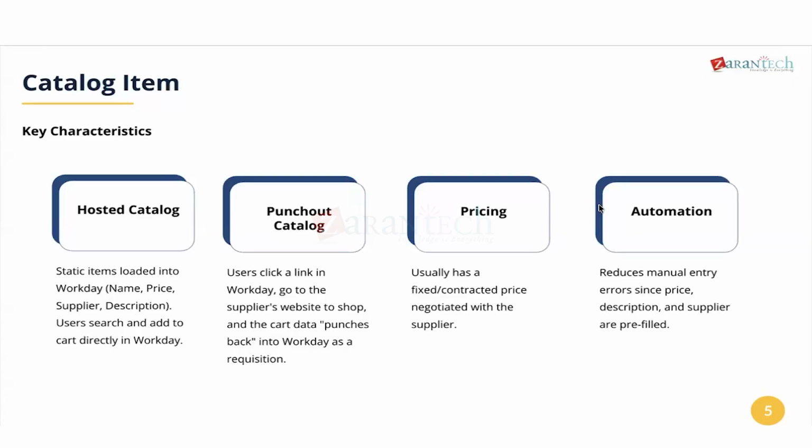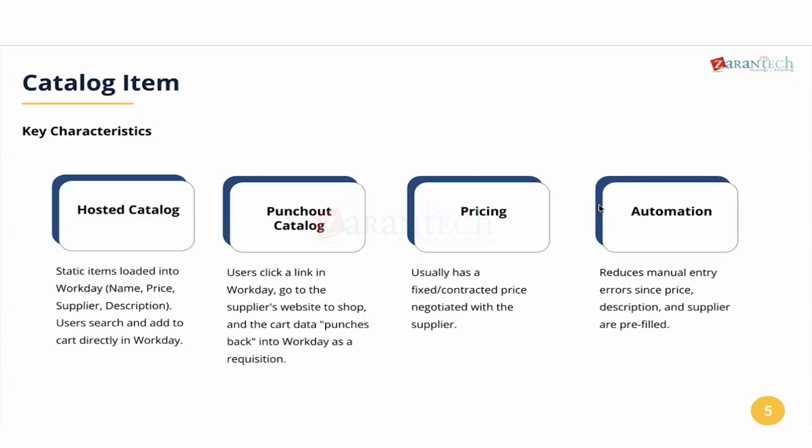Then we have the punch out catalog. Users will click on the link in Workday to go to the supplier's website to shop, and they will add the items into the cart. It's a similar process, but the only difference is that in punch out, they add the items into the cart from a different website, whereas for hosted catalogs, all the activities are done in Workday itself.